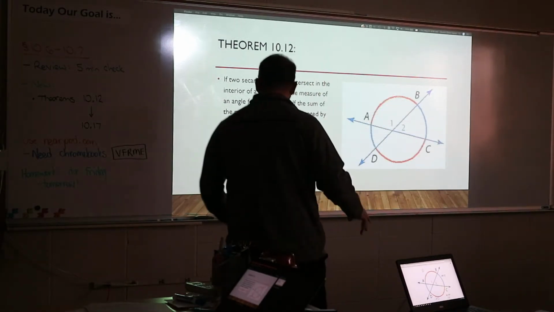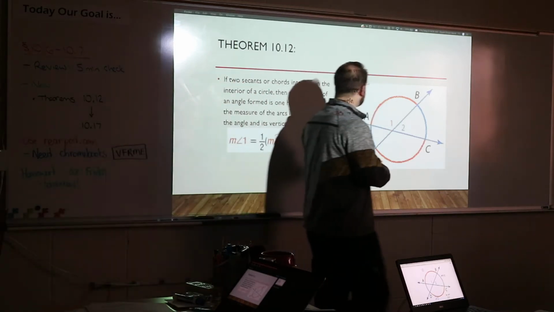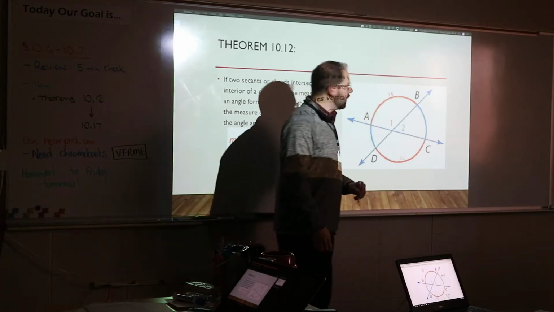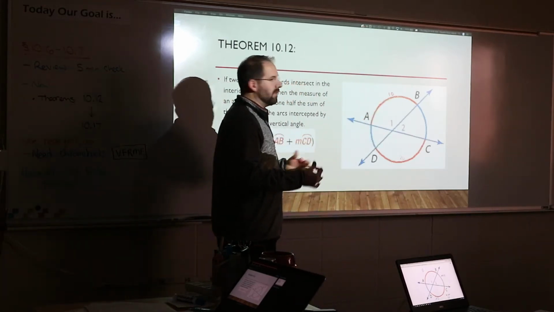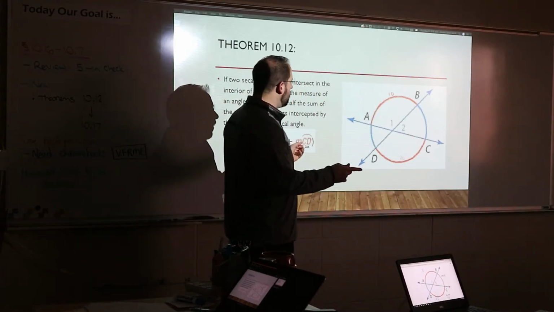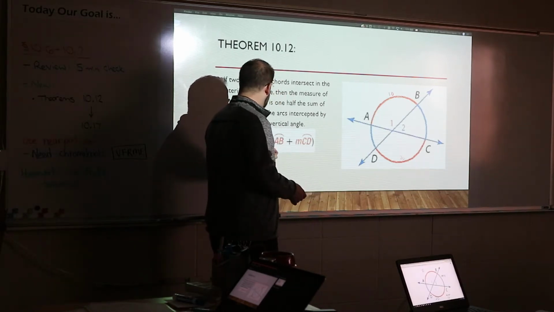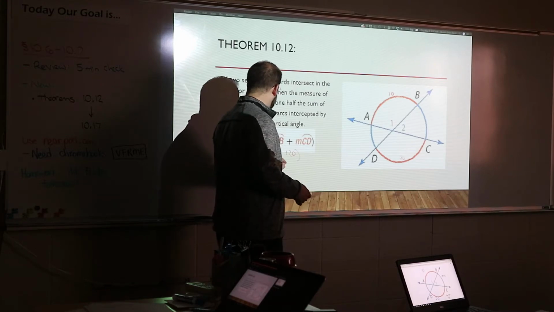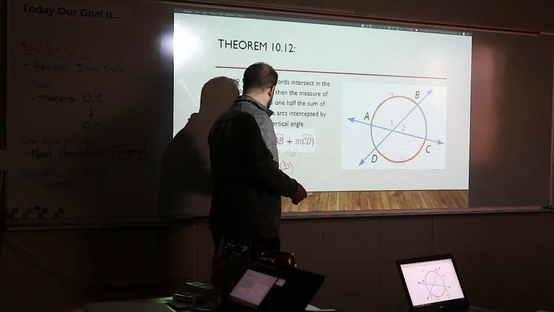The numbers the two people had were a 10 and a 20. They didn't use my numbers, 11 and 24, so we're good. You add the two numbers together, 10 plus 20, which is 30, you cut it in half, and you get 15. That is your measure of angle number 1.